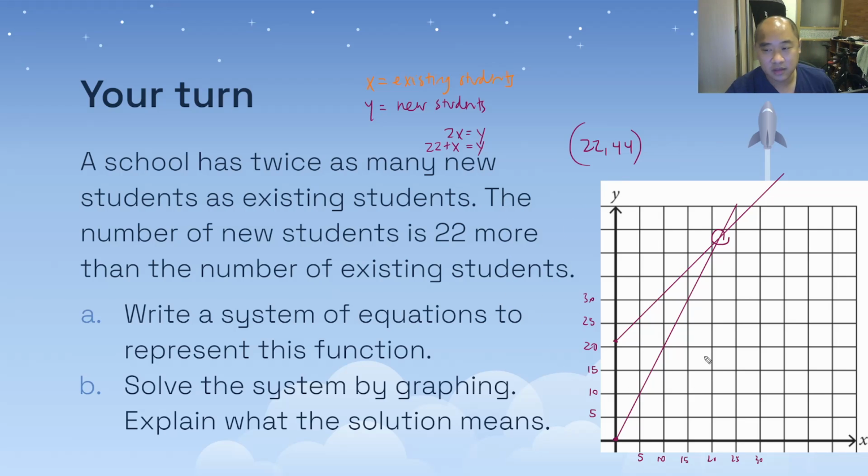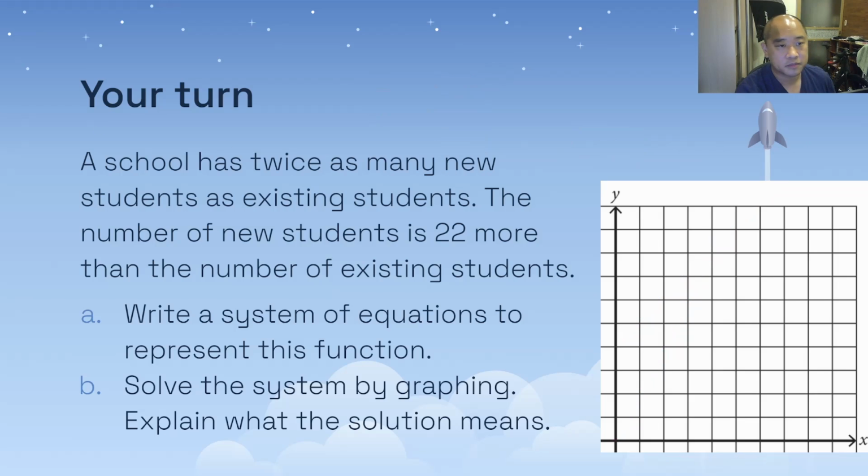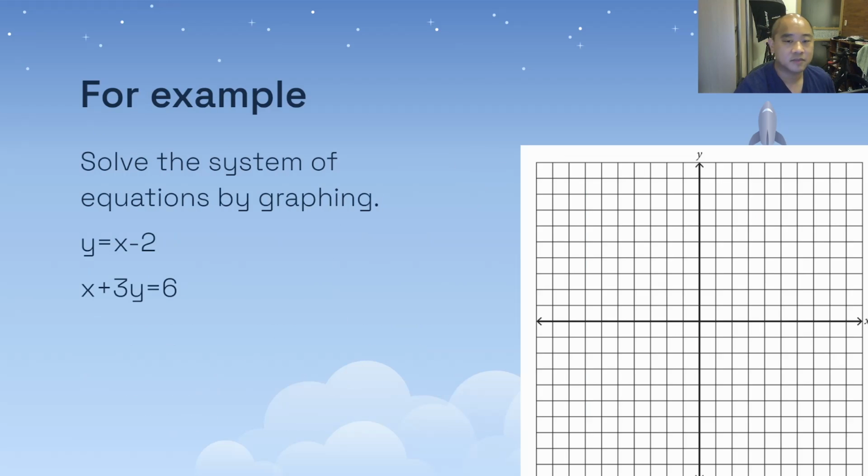But as you can see, graphing doesn't always get us a very precise solution, which is a good segue into our lesson next week. Explain what it means. It means that there's 22 existing students and 44 new students. This school is growing fast.